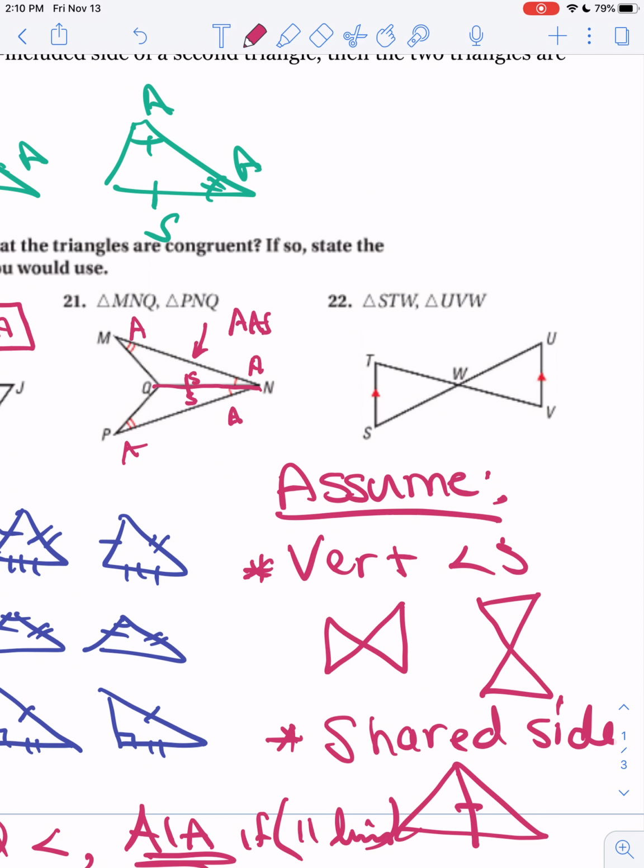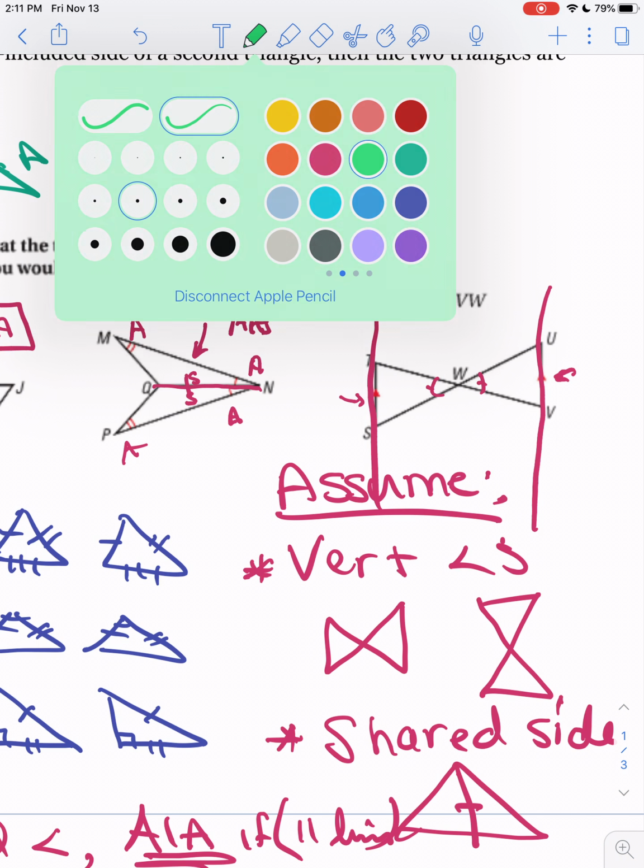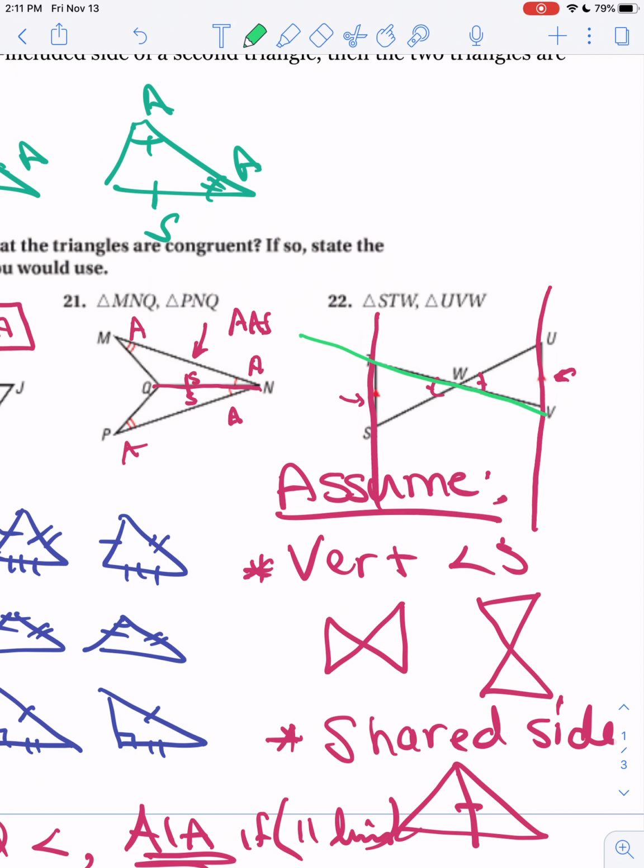Okay, I see my bow tie. The first thing I want to do is mark my vertical angles. So that gives us an A, an angle. I see I have parallel lines. That's what these little arrows mean. As soon as you see parallel lines, you're going to be looking for alternate interior angles, or possibly corresponding angles. So let me change color so you can see a little bit better.